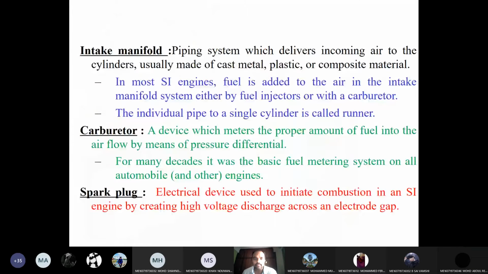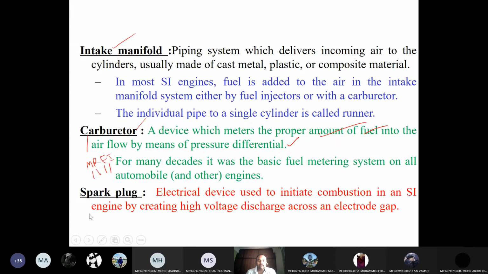Yes, sir. Right, intake manifold. Okay, and carburetor. So what is the purpose of the carburetor? It is used to mix the air-fuel mixture, in the required quantity as well as quality. A carburetor is a device which meters the proper amount of fuel into the airflow by means of pressure differential. For many decades, it was the basic fuel metering system on all automobiles. Nowadays, the carburetor is replaced by the MPFI system, multi-point fuel injection.